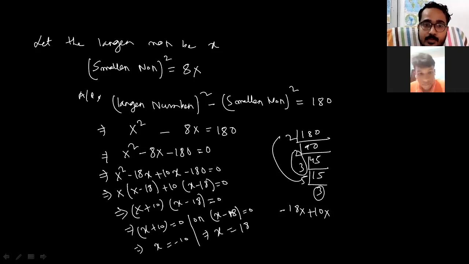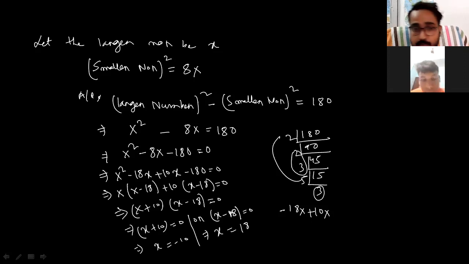Now see, we get x equal to minus 10 and x equal to 18. Yes or no? But a number cannot be negative, because here we are discussing positive numbers. The number cannot be negative. That's why the larger number cannot be minus 10.